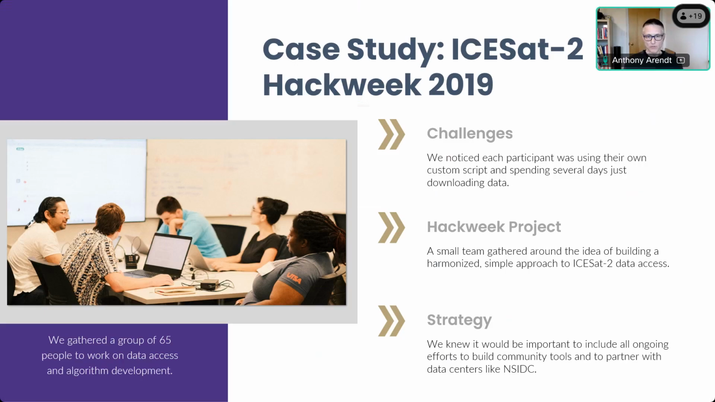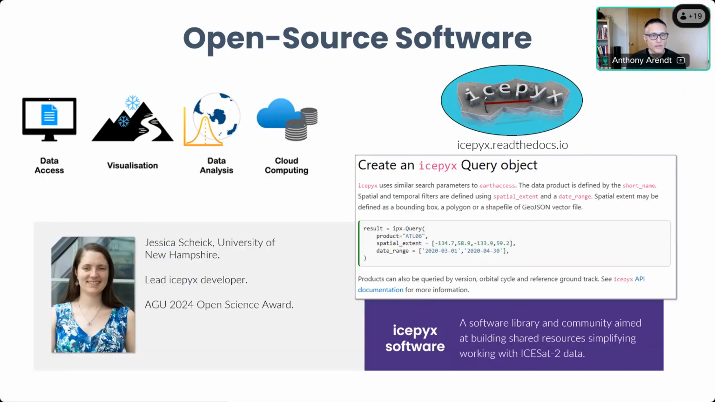One thing we noticed as we moved around the room is that every single participant at that event, there were about 65 people in the room, seemed to be using their own custom scripts and their different ways of gathering the ICESat-2 data. And so there wasn't even convergence around just the basics of getting our hands on the data. So a small project team formed around this idea of how can we harmonize all these different approaches, get everyone onto the same page and lower the barrier to working with the data. And we knew that it would be really important to include everyone at the table, including the DAAC managers, in our case, the National Snow and Ice Data Center.